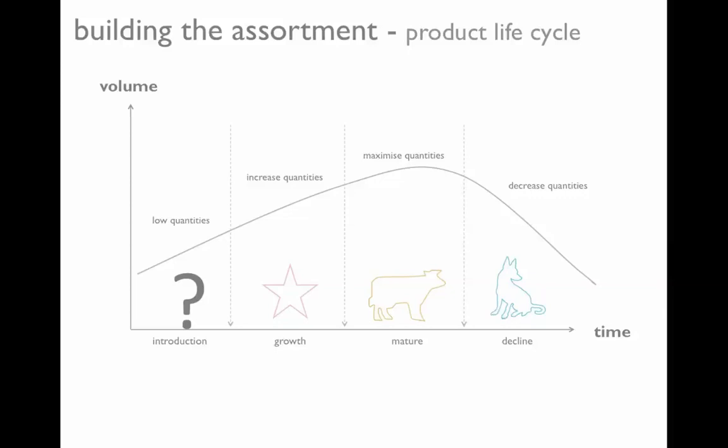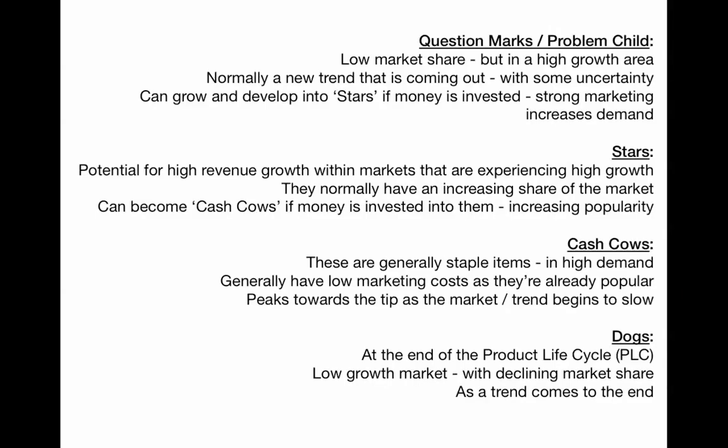Therefore, marketing spend or investment around that product is potentially a little bit higher because you've come out of the question mark stage, you're more established by this stage, so there's more trust around them. As a brand, you might endorse these as strong products within your portfolio mix. They have potential for high revenue growth within markets that experience high growth. They normally have an increasing share of the market, and they can actually become a cash cow if money is invested into them, which obviously links round to popularity.